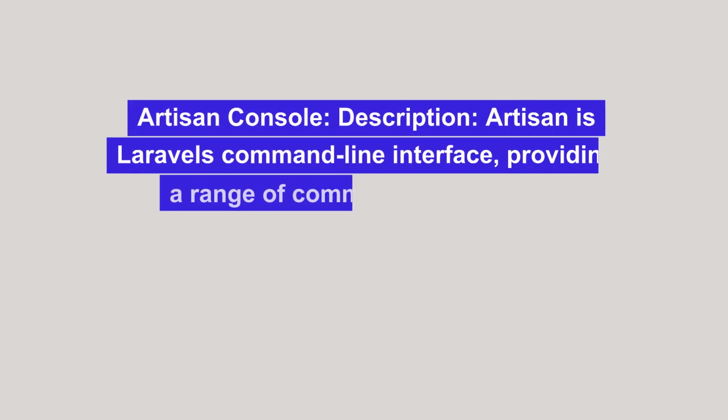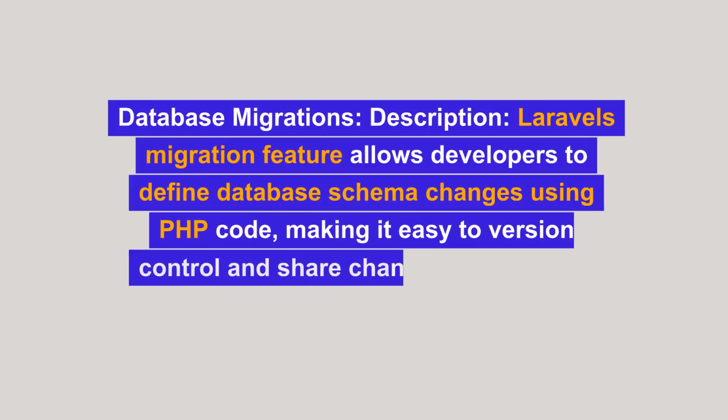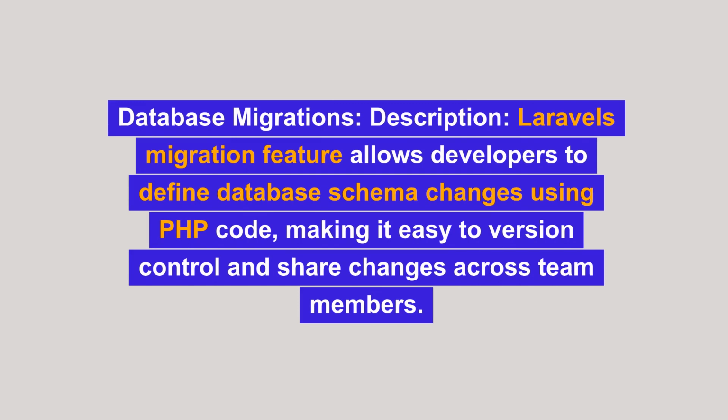Number 7. Artisan console. Description: Artisan is Laravel's command line interface, providing a range of commands to automate repetitive tasks such as database migrations, generating code scaffolding, and clearing caches. Number 8. Database migrations. Description: Laravel's migration feature allows developers to define database schema changes using PHP code, making it easy to version control and share changes across team members.